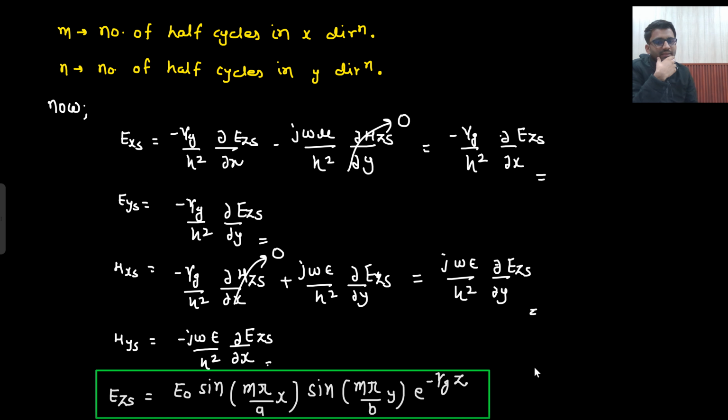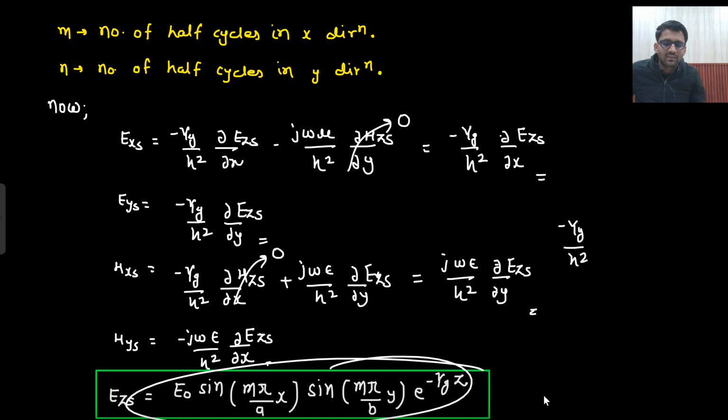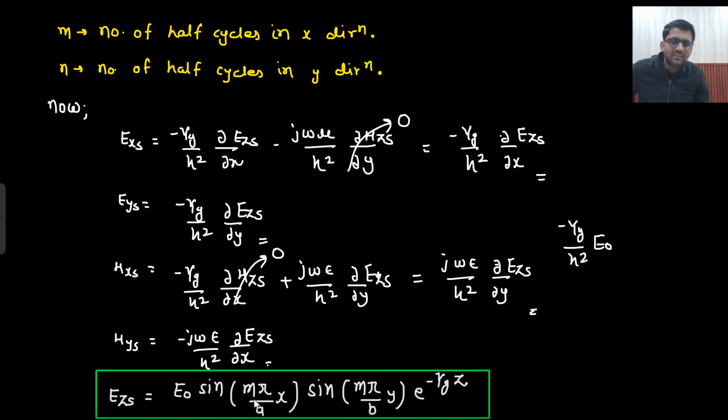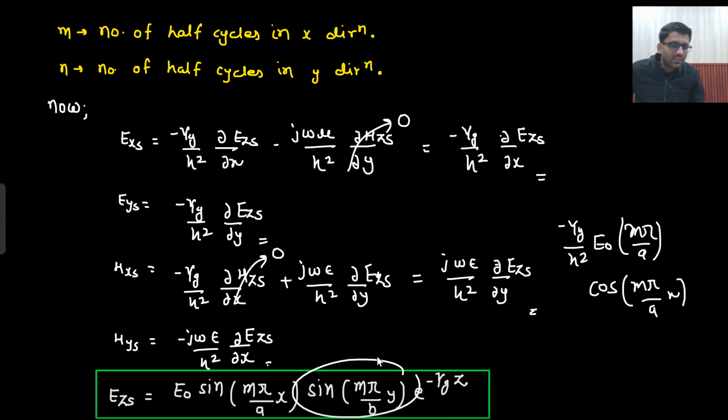Do you have the value of EZS? Yes. Gamma g upon h square will remain there as it is. J omega epsilon upon h square will remain there as it is. You have this value. You just need to differentiate. First expression: if I differentiate this with respect to x, what am I going to get? Minus gamma g upon h square will remain as it is. Then I am differentiating with respect to x. E naught is a constant, so it is there as it is. If I differentiate with respect to x, then m pi by a is a constant that will come out, m pi by a. Then sine will convert to cos, and the rest will remain there as constant only.